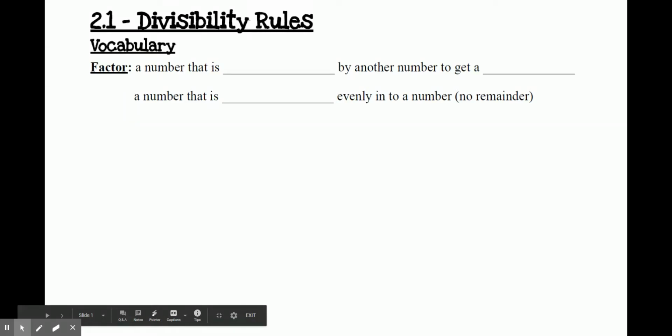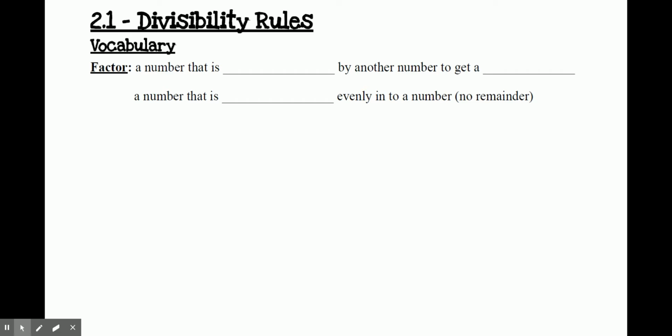Hello aspiring mathematicians. In this video we're going to learn about divisibility rules. Before that we are going to go over some vocabulary.